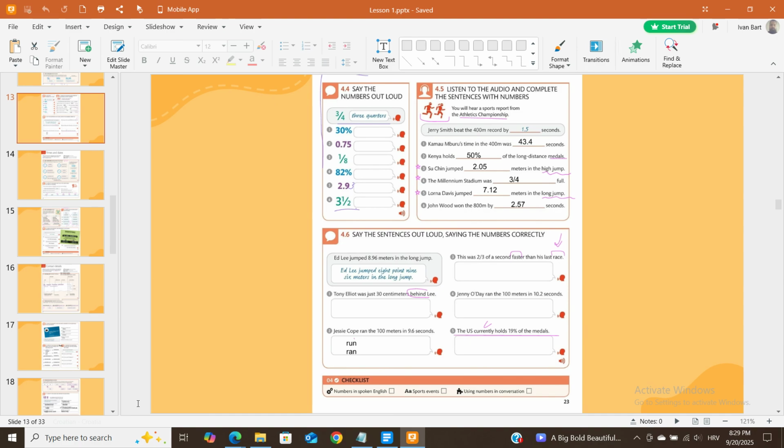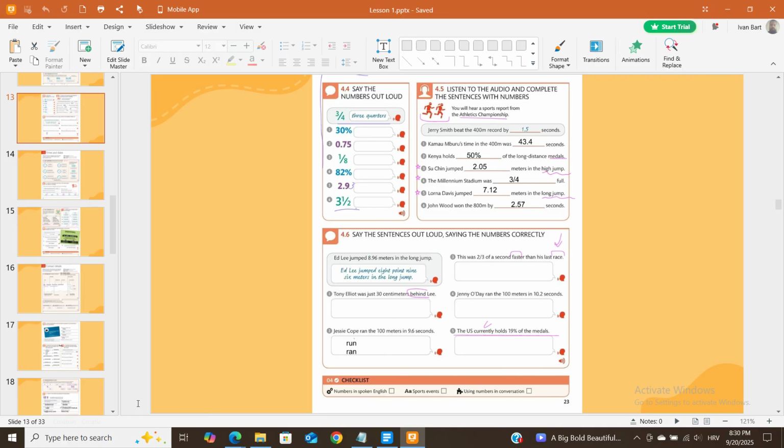The Millennium Stadium was 3/4 full. 6. Lorna Davis jumped 7.12 meters in the long jump. John Wood won the 800 meters by 2.57 seconds.